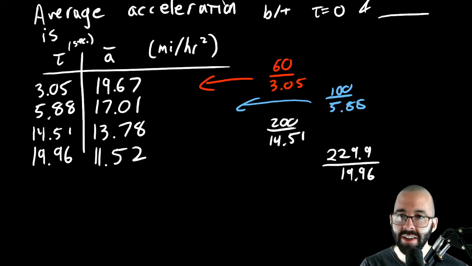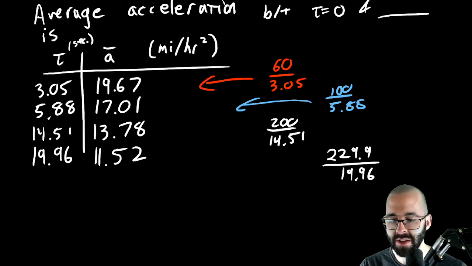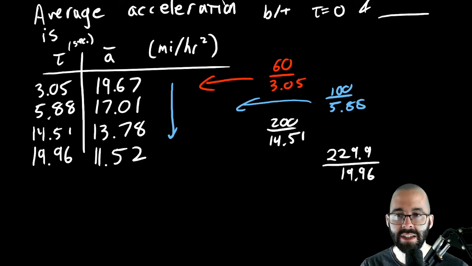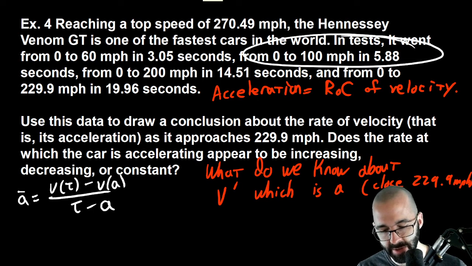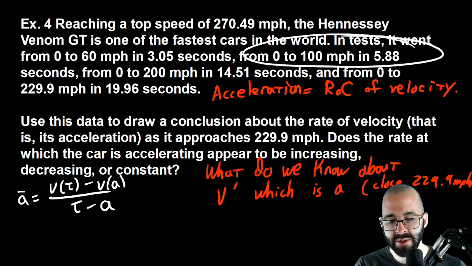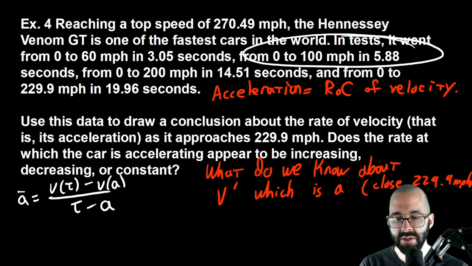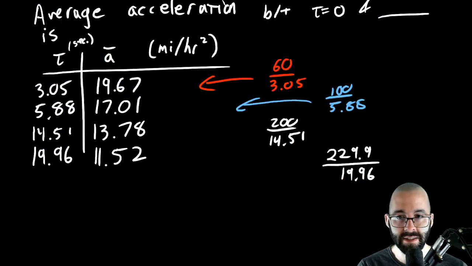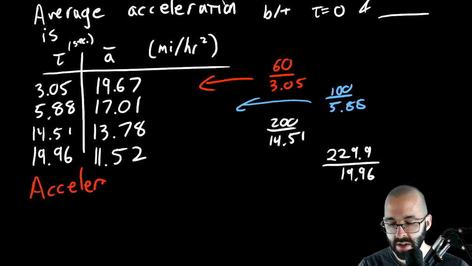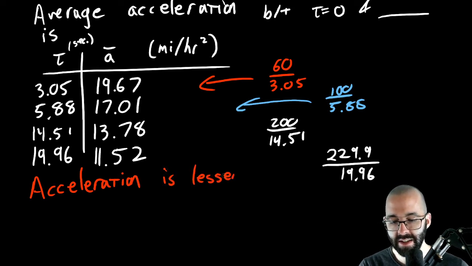But what's happening to the acceleration? As time goes on, acceleration's decreasing, right? What did it ask us to do? Draw a conclusion about the rate of change of velocity. The rate of change of velocity, i.e., the acceleration, is slowing down. That's our answer. Acceleration is lessening.